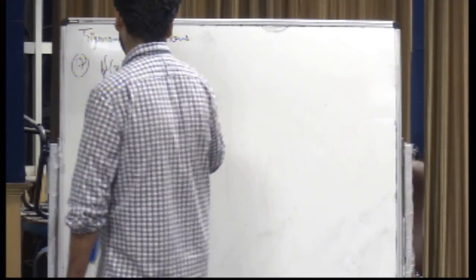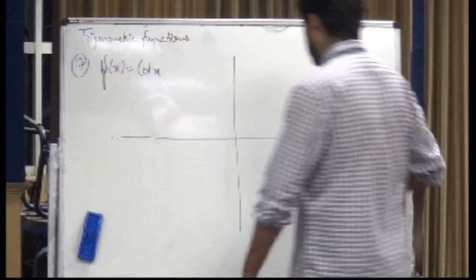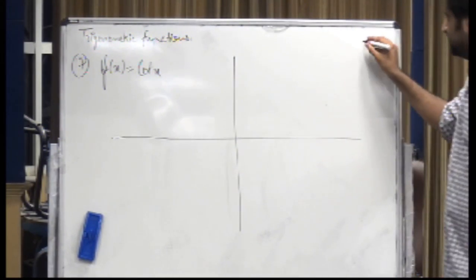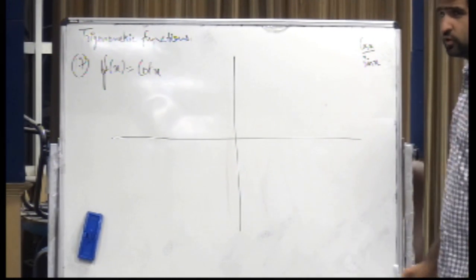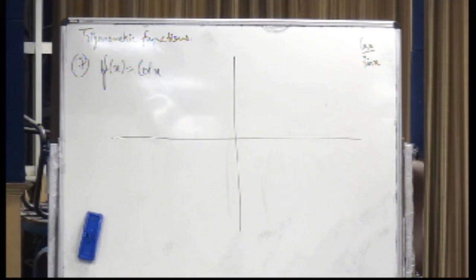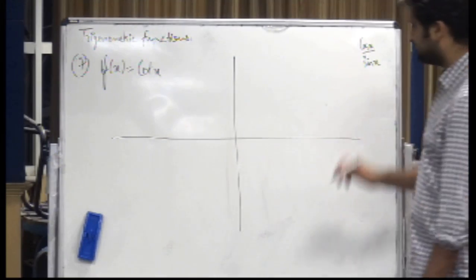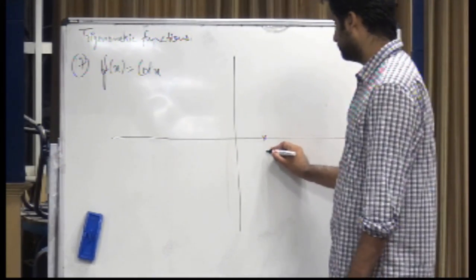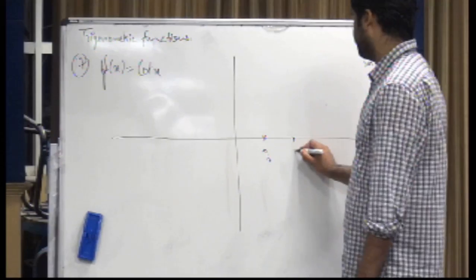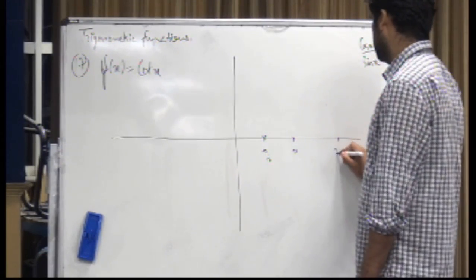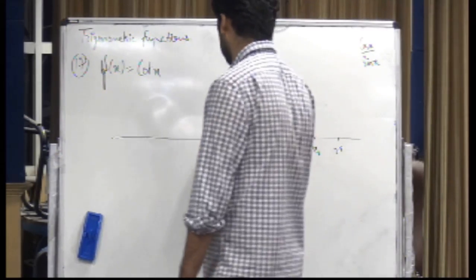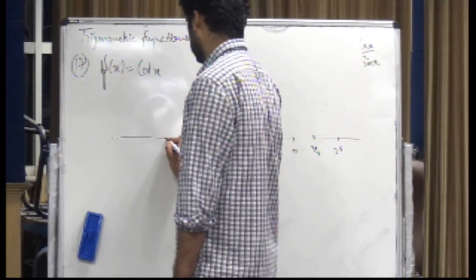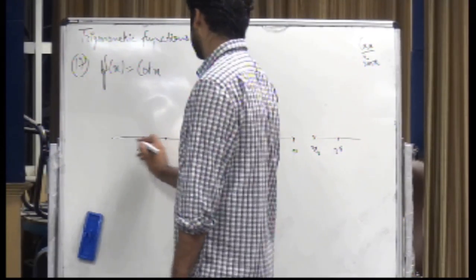Cot x is equal to cos x upon sin x. So it will be 0 whenever cos x is equal to 0, and whenever sin x is equal to 0, it becomes not defined. So sin x becomes 0 at 0, pi, 2 pi, and minus pi, minus 2 pi.